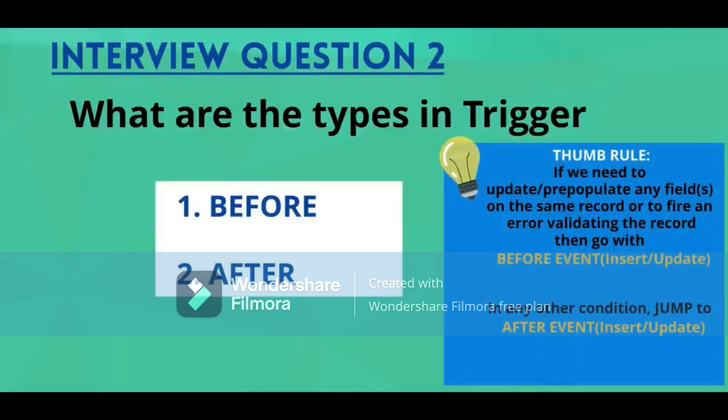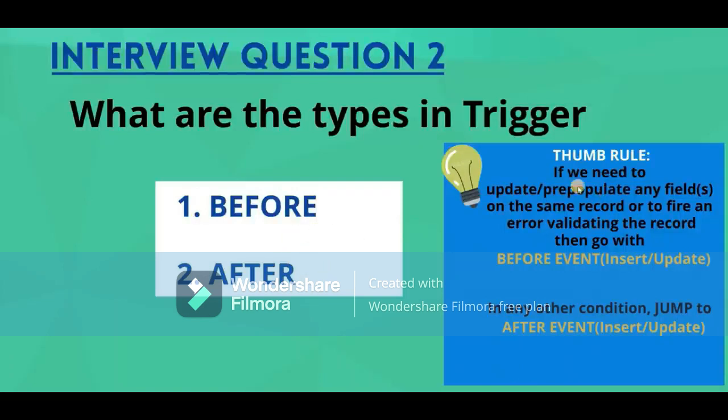So there are two types of trigger, before trigger and after trigger. In before, we have seen in the previous entry question: before insert, before update, before delete. And for after, you will have 4 events, which are after insert, after update, after delete, after undelete. And we have already seen the thumb rule for how to decide between before and after events.